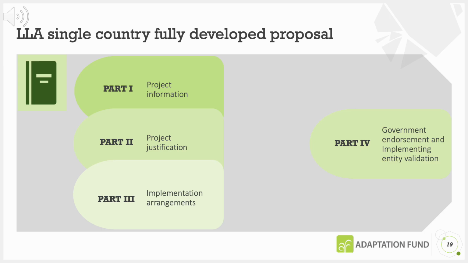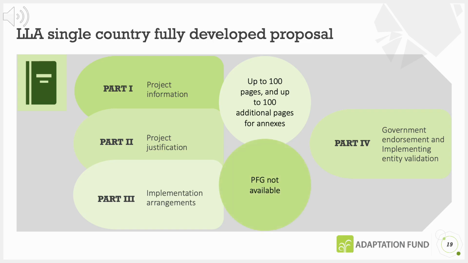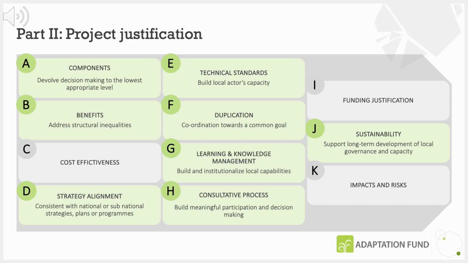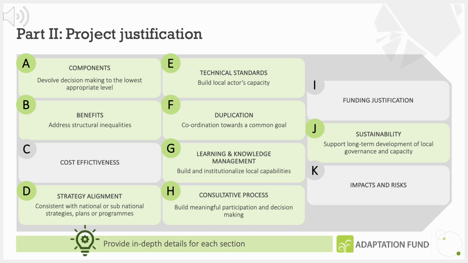The length of the proposal should not exceed 100 pages for the fully developed project document and 100 pages for its annexes. Key considerations for LLA must be highlighted in Parts 2 and 3 of the proposal. In Part 2, Sections A, B, D, E, F, G, H, and J require detailed LLA information. These sections are the same as for the concept note, but require further detail and depth at the fully developed proposal stage.